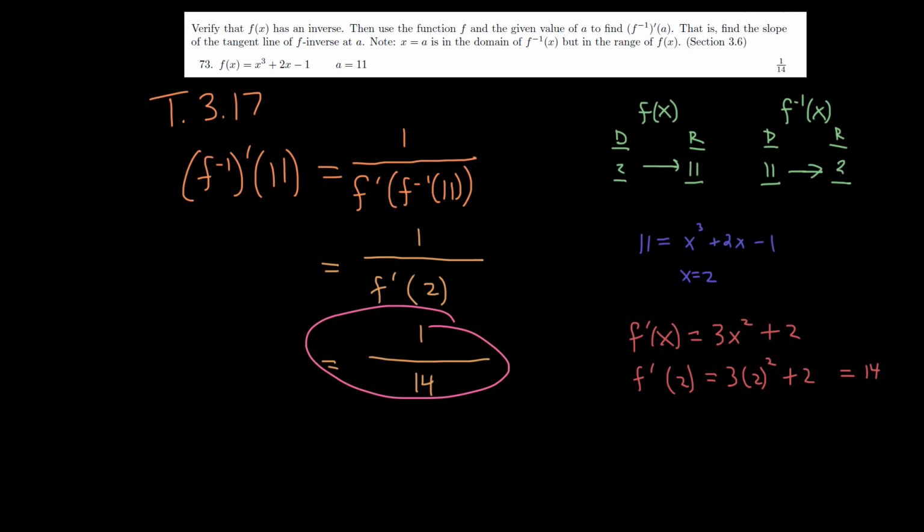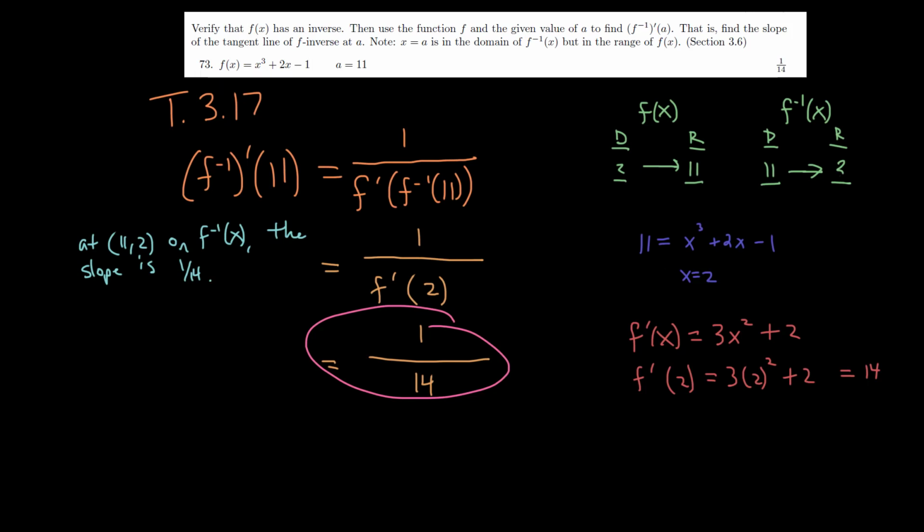Now, let's look at a picture to verify this. Oh, by the way, let me write a few things out here. So what is the point? 11, 2 on f inverse of x. The slope is 1/14.